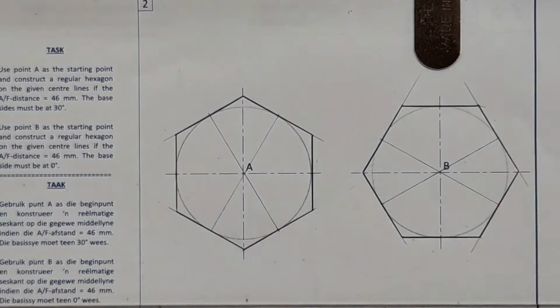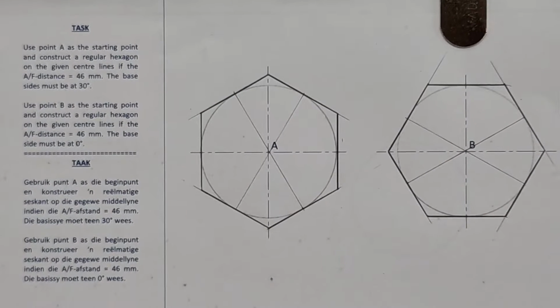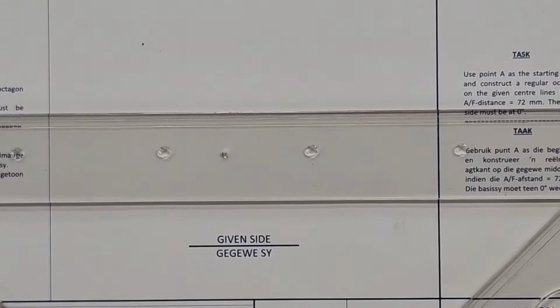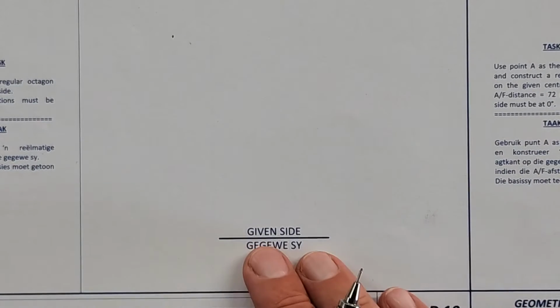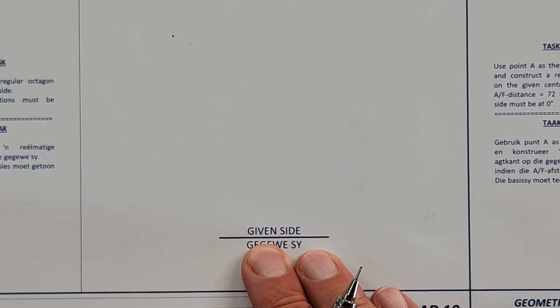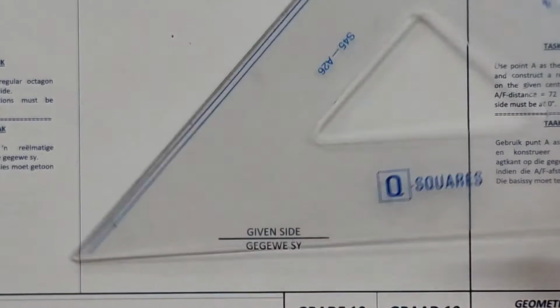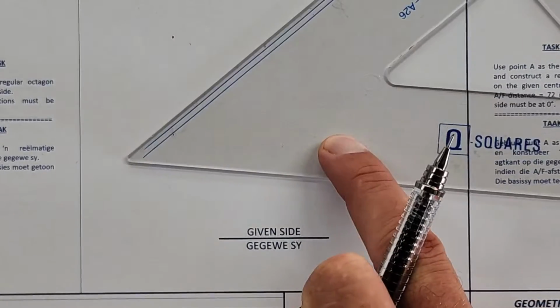Okay, let's move on to the last 2 here, that's at the bottom. Okay, I have to finish this drawing before the bell goes, so let's get going. Now they ask us to draw a regular octagon for the given side. All constructions must be shown. An octagon, the moment you hear octagon, you go to your 45-degree triangle.